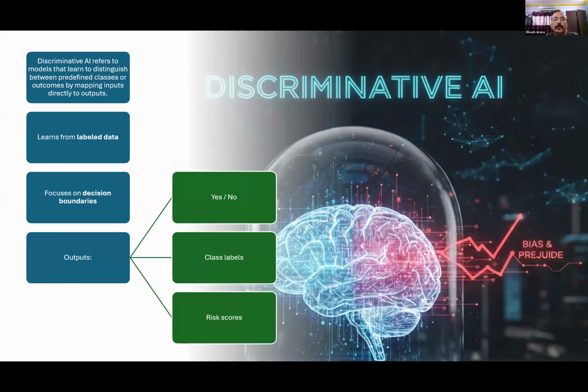So now coming on to another AI sub-branch, that is discriminative AI. Let's understand what discriminative AI is. As the word suggests, it learns to discriminate as yes or no, as a label, whether it's a cat or a dog. It can predict risk scores. Discriminative AI, my dear friends, refers to models that learn to distinguish between predefined classes or outcomes by mapping inputs directly to outputs. So it can discriminate whether it is black or white. This is the power of discriminative AI.